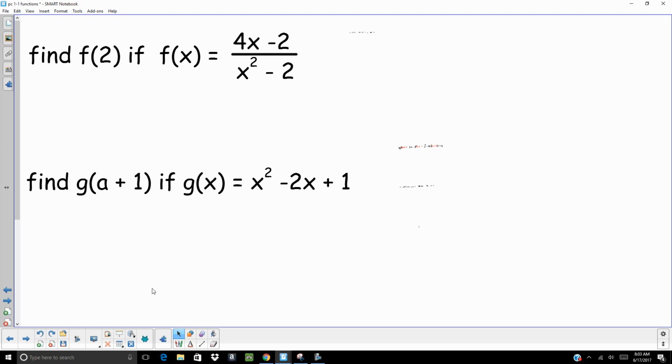All right. This is function notation. If you have f of 2, and they give you the function f of x equals 4x minus 2 all over x squared minus 2, that does not mean f times 2. Okay? f of x is just a very fancy way of saying y. So f of 2 is saying what is your output when your input is 2. And all you're going to do is make a substitution. You're going to take out that x, and you're going to put 2 in its spot.